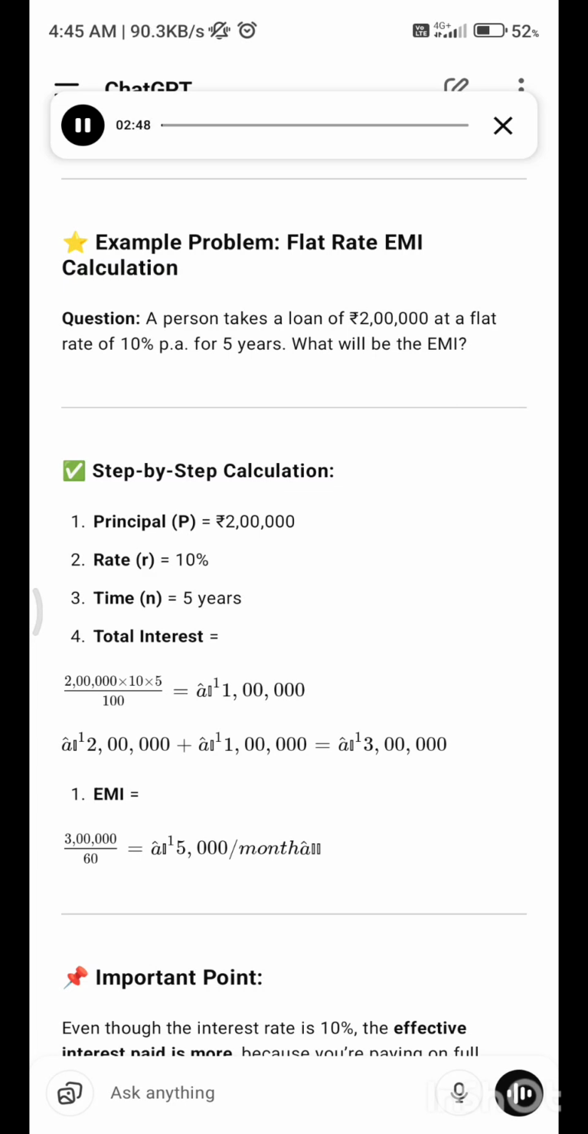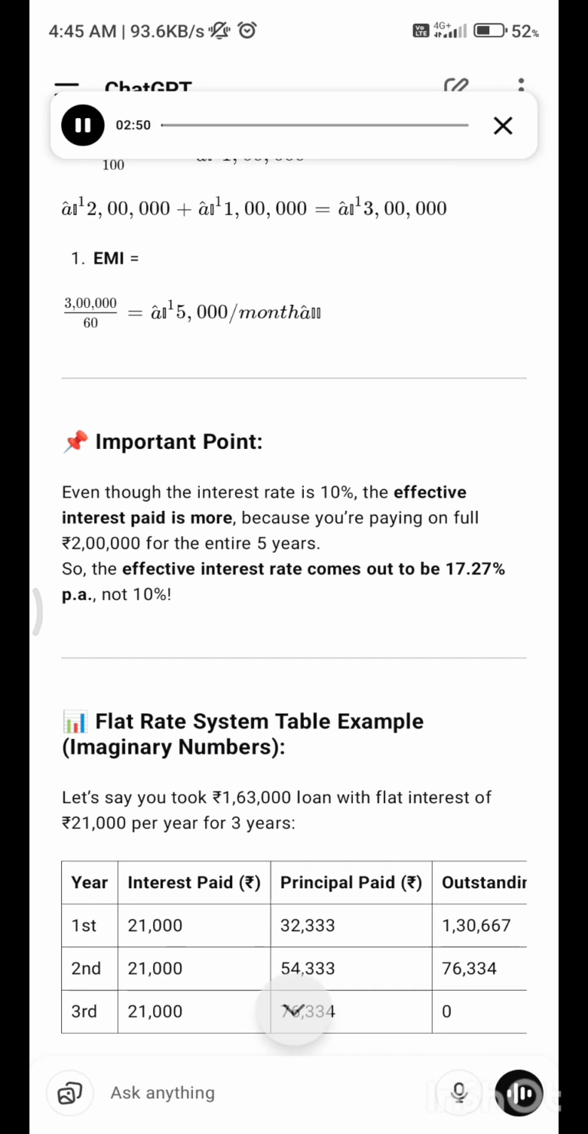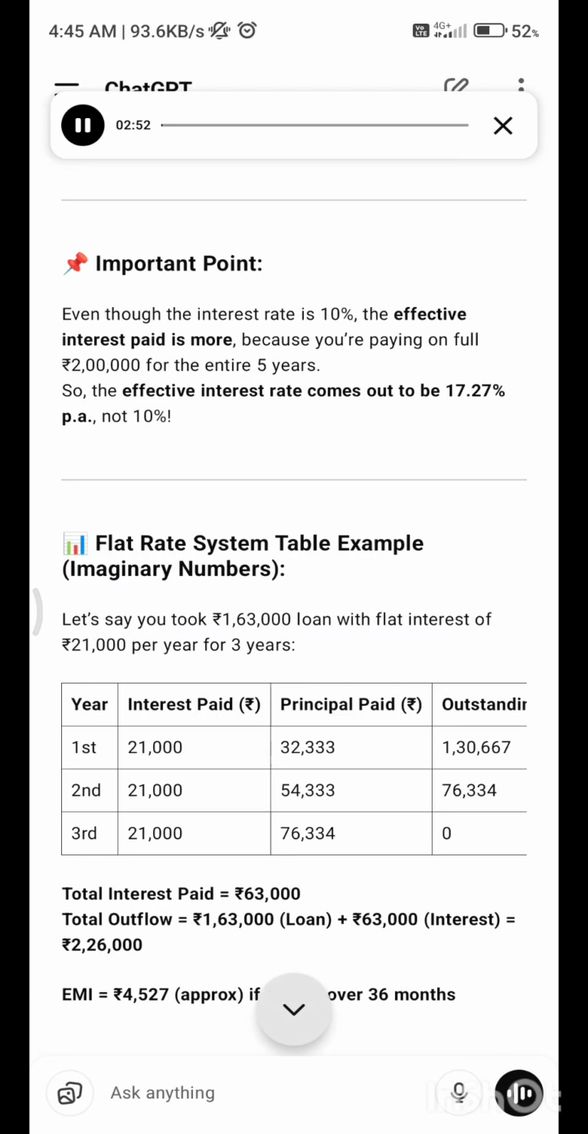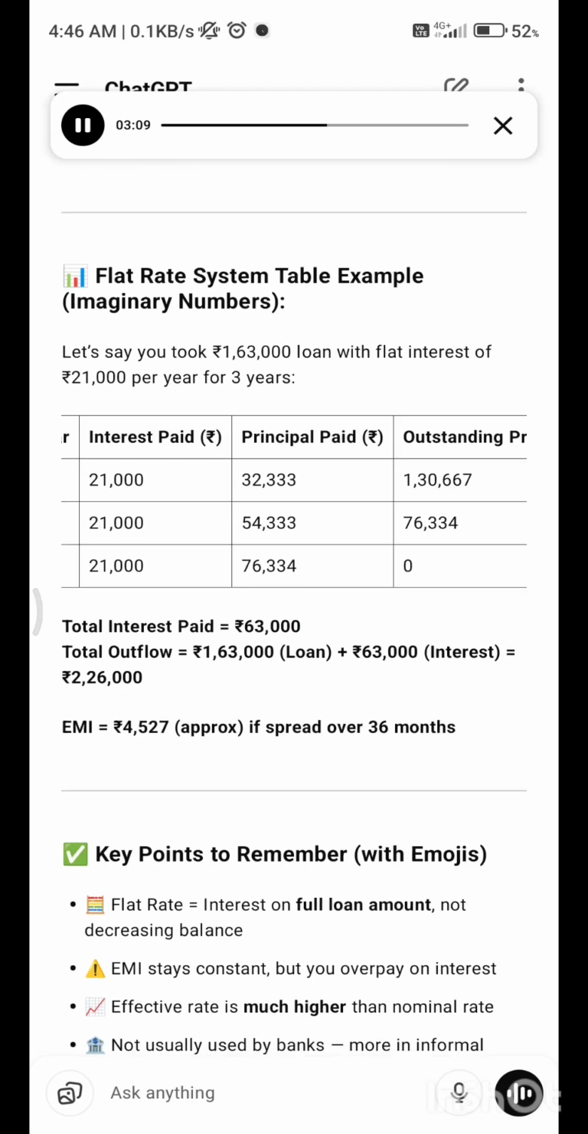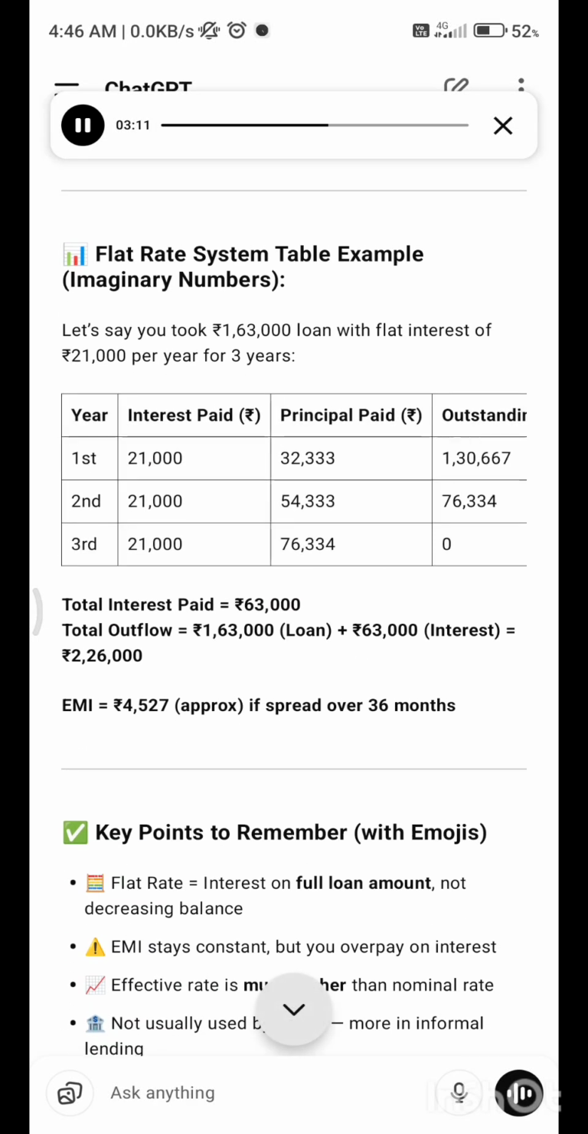An important point. Even though the interest rate is 10%, the effective interest paid is more because you're paying on the full sum of 2,000 for the entire 5 years. So the effective interest rate comes out to be 17.27% per annum, not 10%. Flat rate system table example, imaginary numbers. Let's say you took a 63,000 loan with flat interest of 21,000 per year for 3 years.